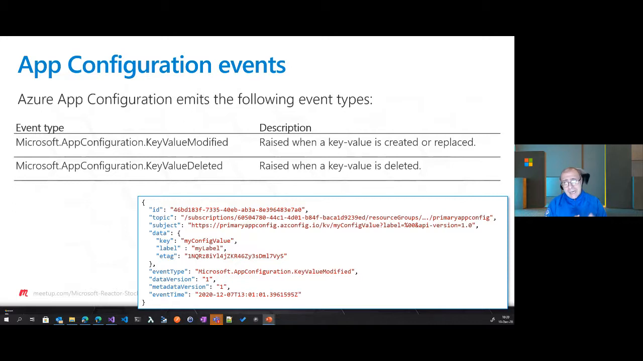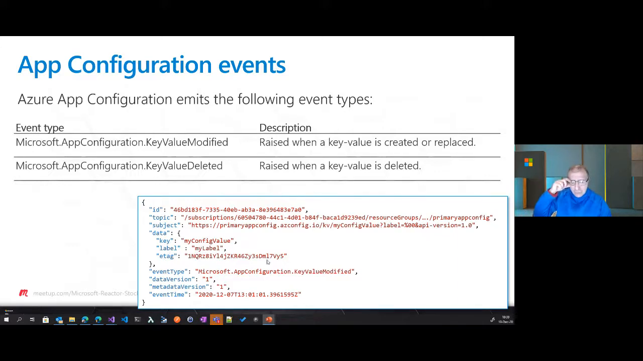One, when you add a new key value or replace, modify, change a key value. And another one when you delete a key value. This is an example of the payload of an event for key value modified. You have in the data the name of the key, the label, the e-tag.